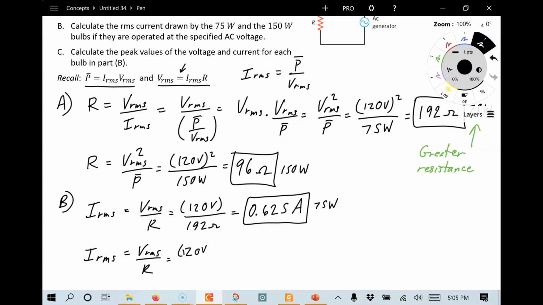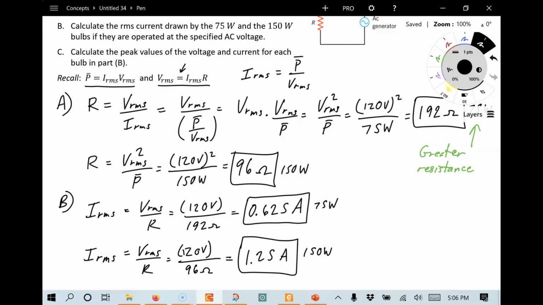Same voltage we've plugged it into, standard in the United States. And in this case, we've got the lower resistance, 96 ohms for the higher power bulb. And, well, we're dividing by a smaller number, factor 2. This is going to go ahead and increase the current by a factor of 2. And so we get an answer equal to 1.25 amps. So as we expect, a larger current in the bulb with the higher power rating.